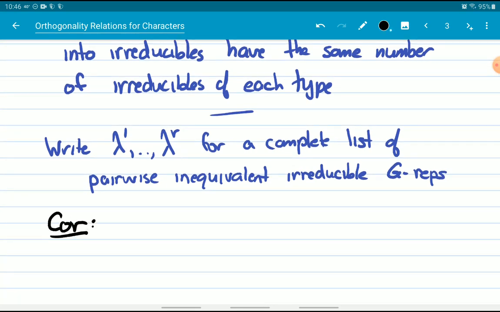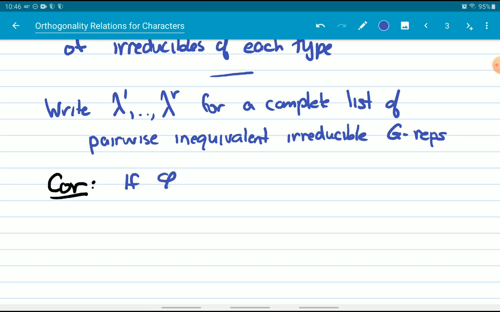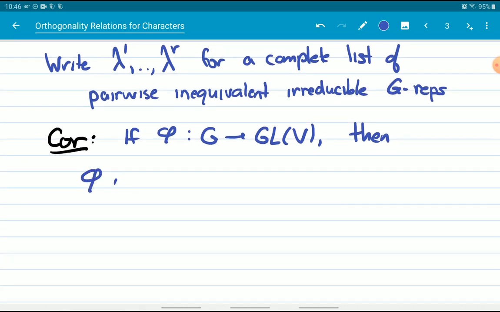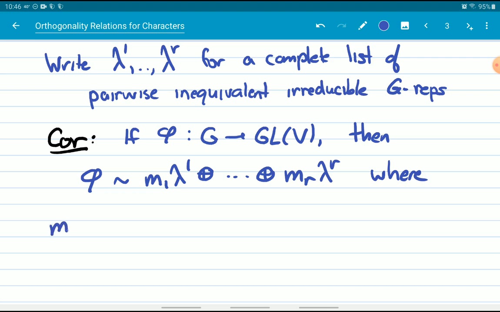Now we can say the following. If phi is any G representation, then it is equivalent to something I'll write as m1 lambda 1 direct sum up through mr lambda r, where the number mk, that's an integer, is exactly the pairing of chi phi with chi lambda upper k. That's an integer. In fact, it turns out to be a non-negative integer.